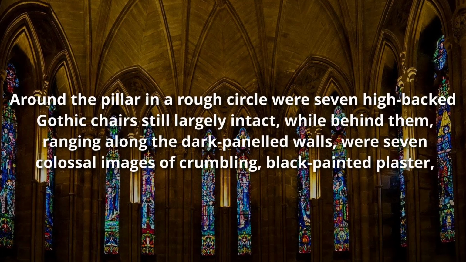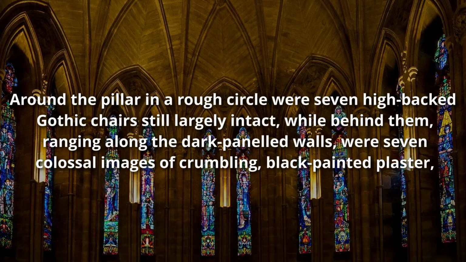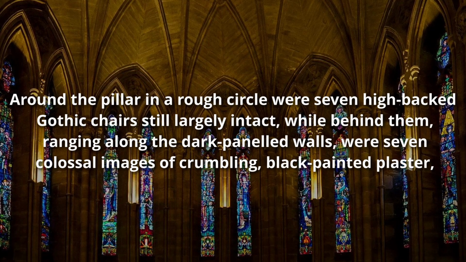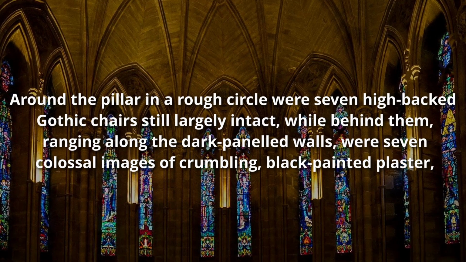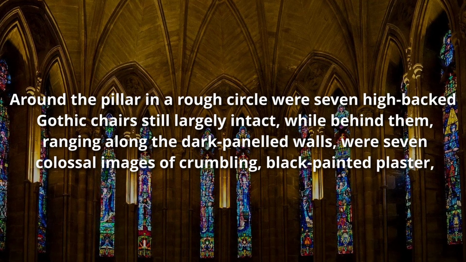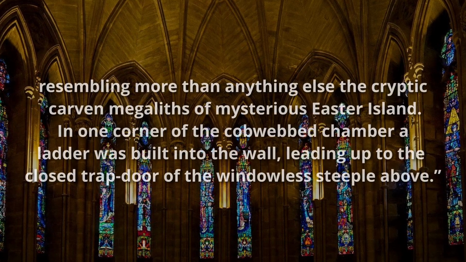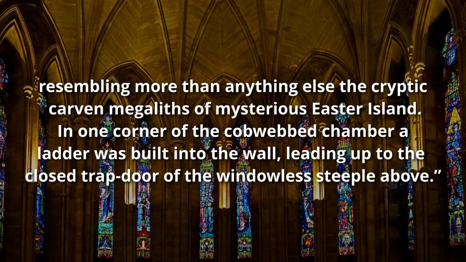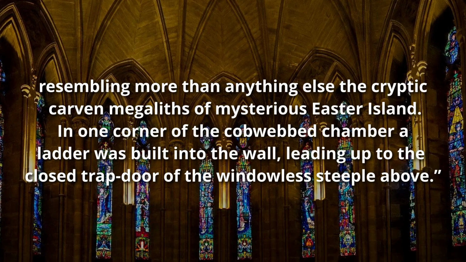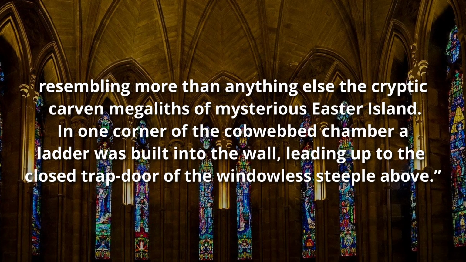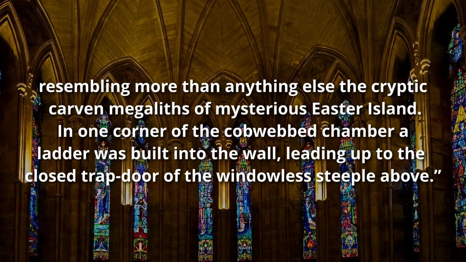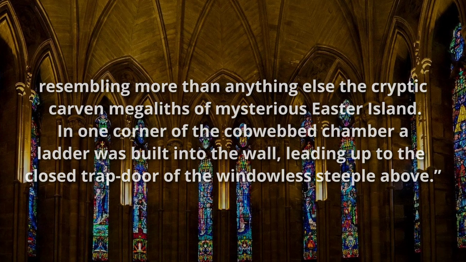Around the pillar, in a rough circle, were 7 high-backed Gothic chairs, still largely intact, while behind them, ranging along the dark-paneled walls, were 7 colossal images of crumbling, black-painted plaster, resembling more than anything else the cryptic carven megaliths of mysterious Easter Island. In one corner of the cobweb chamber, a ladder was built into the wall, leading up to the closed trapdoor of the windowless steeple above.